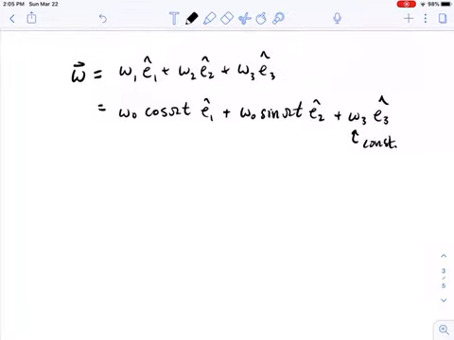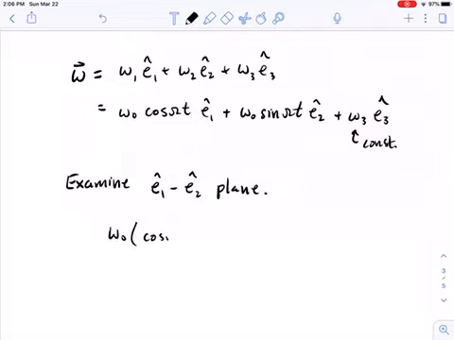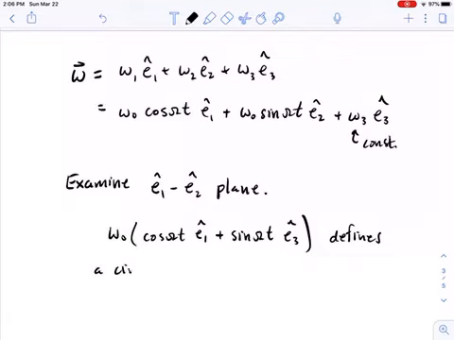So let's examine the plane made from the first two principal axes. So we have omega naught cos omega t E1 hat plus sine omega t E2 hat. But this just defines a circle of radius omega naught.